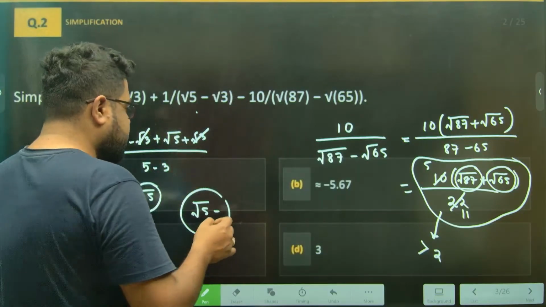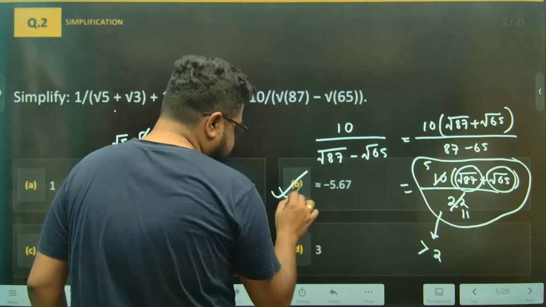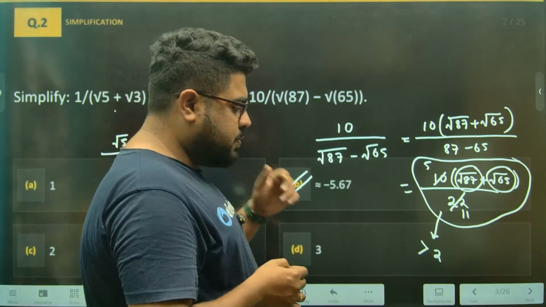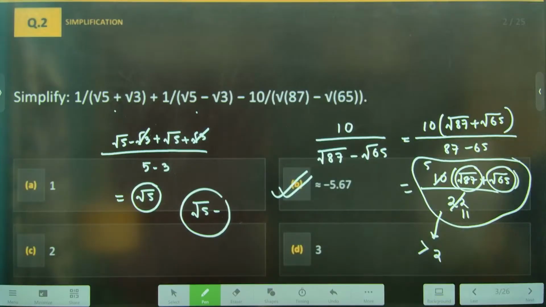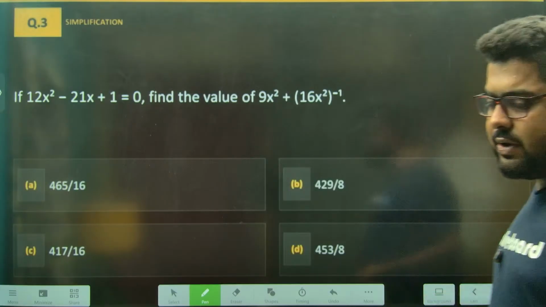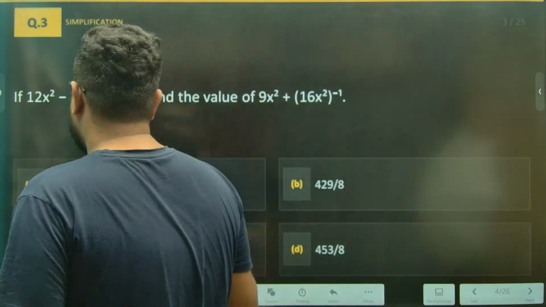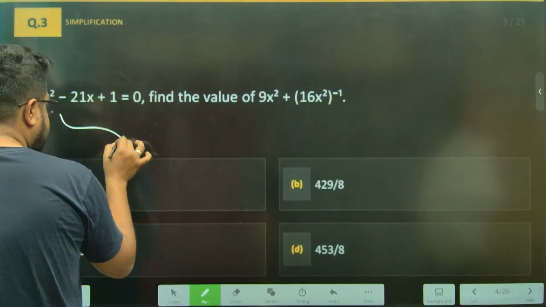So answer has to be negative, and there is only one option which is negative. So that has to be my correct answer. That is the only possible correct answer I can see. Just using idea, we solved this, because root 87, root 65, you cannot find it normally. Acha. Chalo, next one, sir.